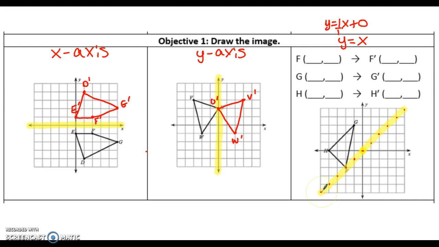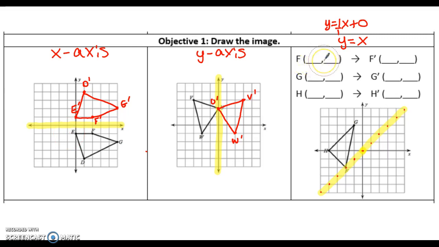Now you will not have to do this in the future, but I do want you to understand what I mean when I say reflect across the line y equals x. So now you'll know that this is just a diagonal line. Okay? So now in order to reflect across y equals x, it's not as simple as the x-axis and the y-axis because we do have to use our coordinate pair rules.